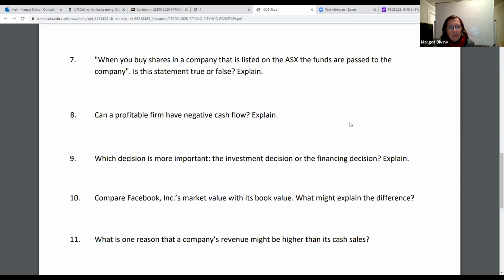Question 8, can a profitable firm have a negative cash flow? So going back to my previous little exercise here. Revenue minus expenses equals profit. Revenue is money in, so it's a positive. Expenses is money going out, and all being well, you'll end up with a profit, which is a positive event, okay? So how could it be that we end up with negative cash flow?